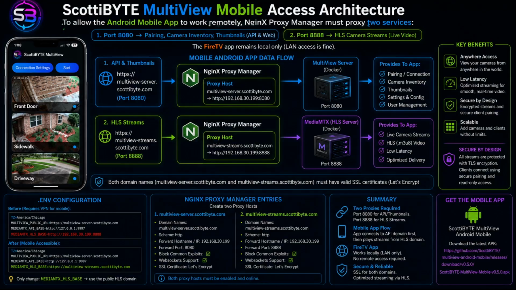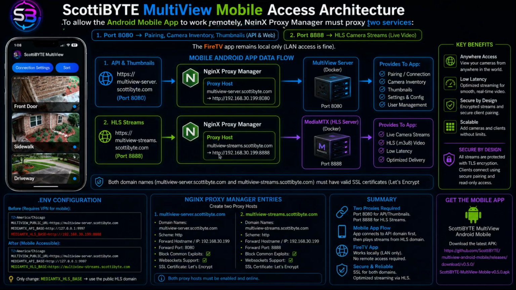And then the other line that we have here is that we have the HLS streams. Those are those very highly efficient types of streams. They're not heavy duty or resource intensive like your RTSP streams are. Your HLS streams are designed to provide consistent, smooth streaming. And so we put it through Nginx Proxy Manager also, and I created, in my case, a second proxy called multiview-streams.